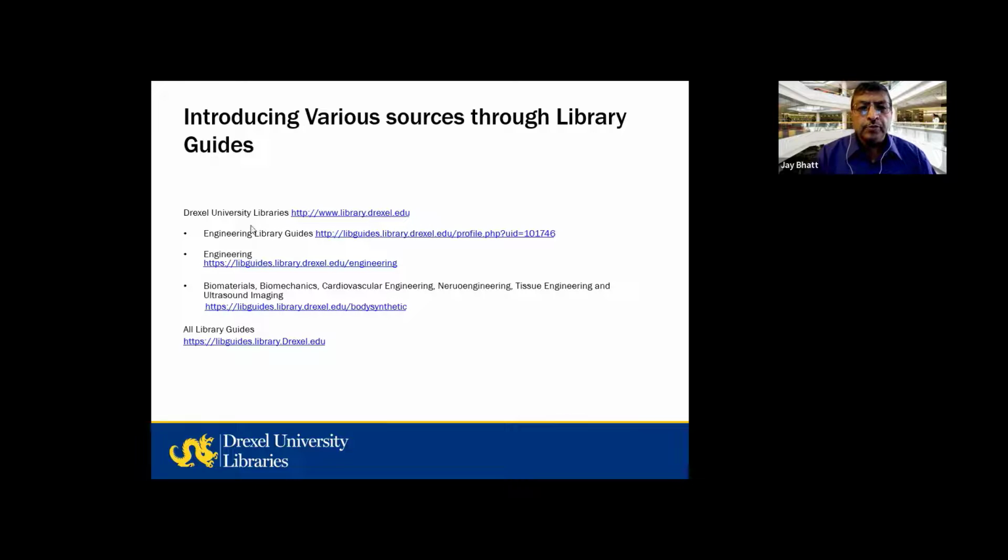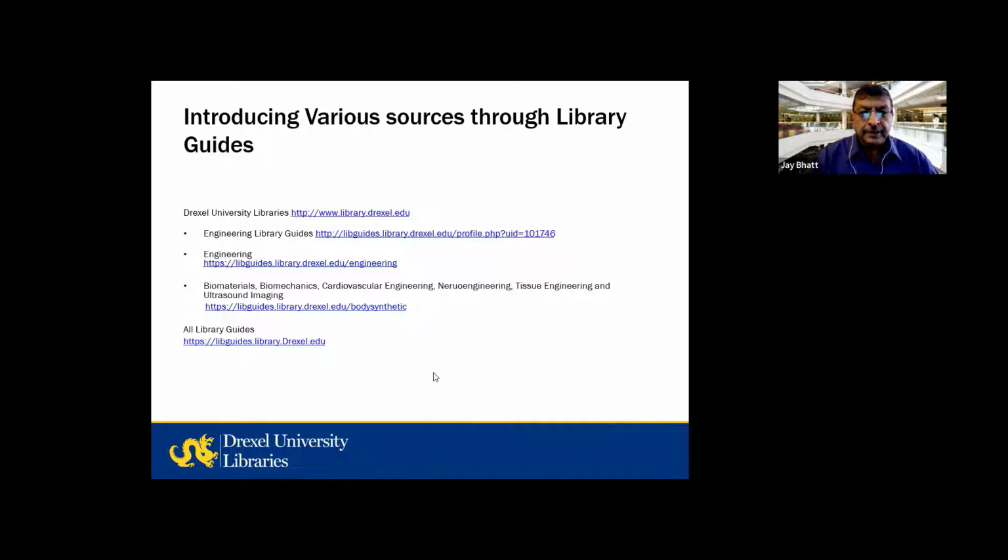As we all know, the main library homepage is library.drexel.edu. But within our library page, we have also organized library guides in various subject areas, including business, arts and sciences, physics, and so on, including engineering. So all library guides, you can find them here, but I'm including all engineering library guides here. One particular engineering guide is here. And then I'm also highlighting biomaterials, biomechanics, cardiovascular engineering, neuroengineering, tissue engineering, ultrasound imaging, all those subjects within this one particular specific guide, because the resources highlighted in this guide can be used to find all relevant information in all important biomedical engineering areas.